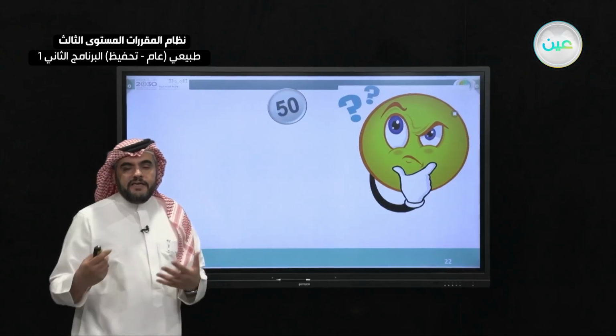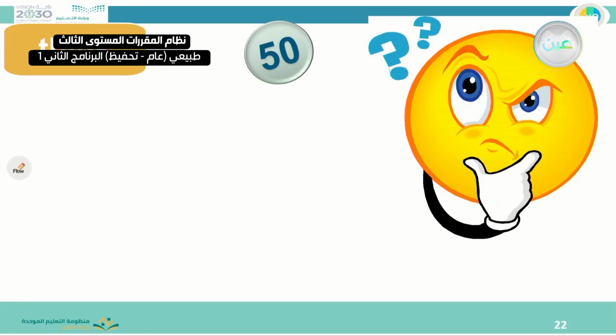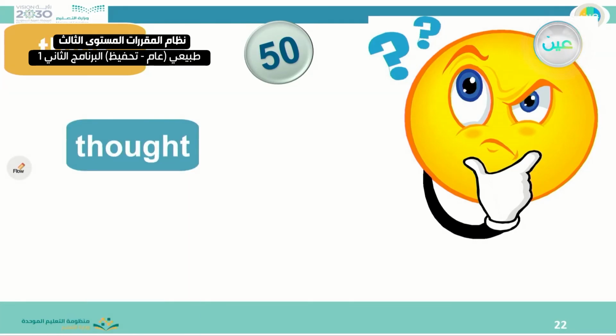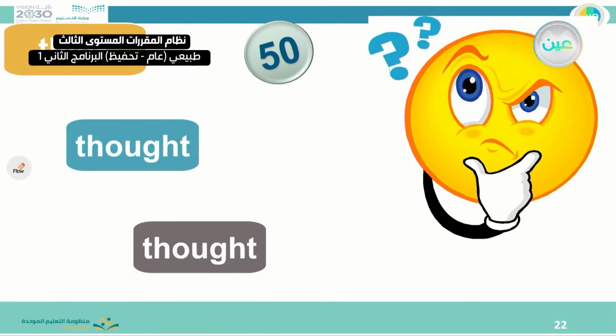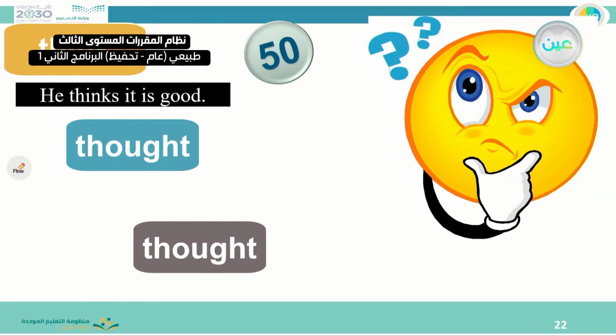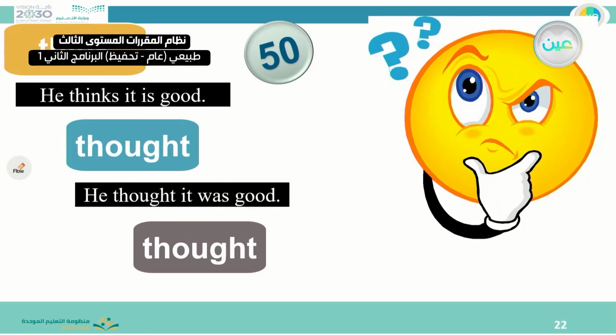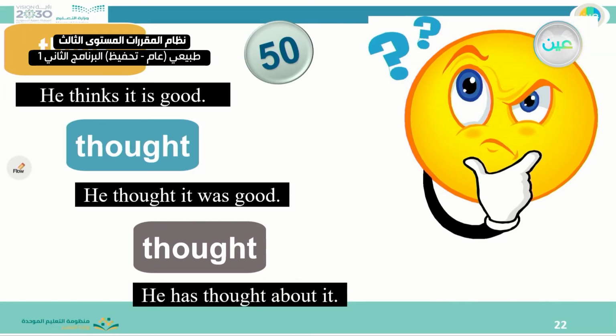Okay, now the boy here is thinking about something. He is thinking. So the verb is think, and the past is thought. The past participle is thought as well. How can we use think in the present? We say he thinks it is good. In the past we say he thought it was good. And if the action has finished, we can say he has thought about it.